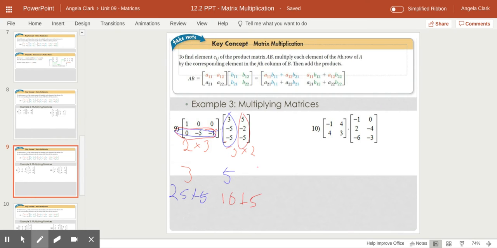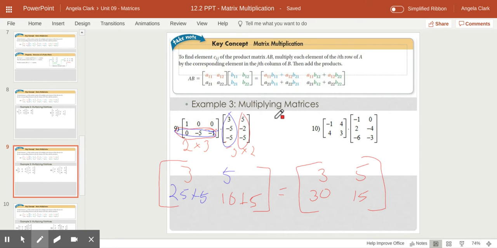So the final answer, put in my brackets, is 3, 5, 25 plus 5 is 30, 10 plus 5 is 15. This is a 2 by 2 matrix, which is what I was expecting it to be, so that's good. So that's that example. So let's look at this example.